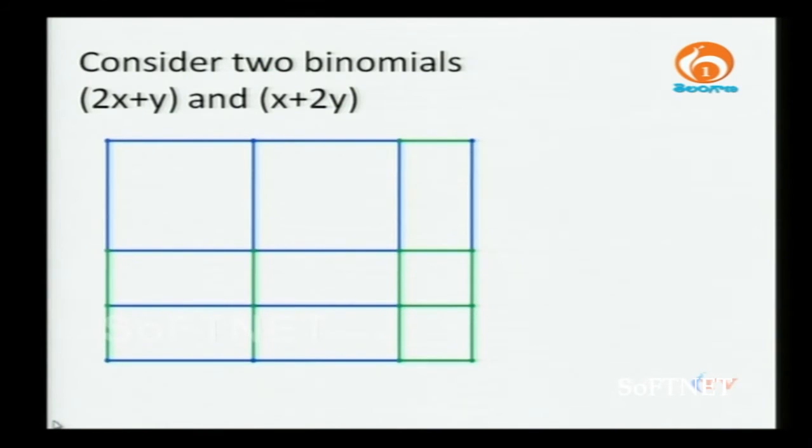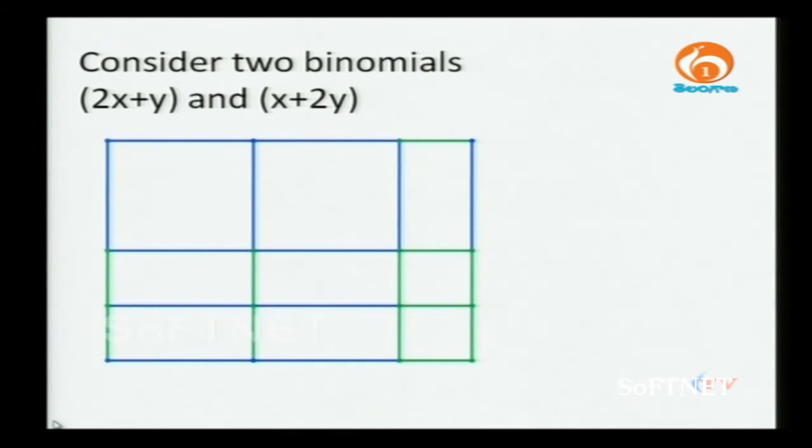In this again we can observe that the blue line segment represents x and the green line segment represents y. 2x plus y, along the length or horizontal line segments we can see 2 blue line segments, each one representing x, and then y. And along the breadth you have one blue line segment which represents x and 2 green line segments, y and y. So, along the breadth it is x plus 2y and along the length it is 2x plus y.